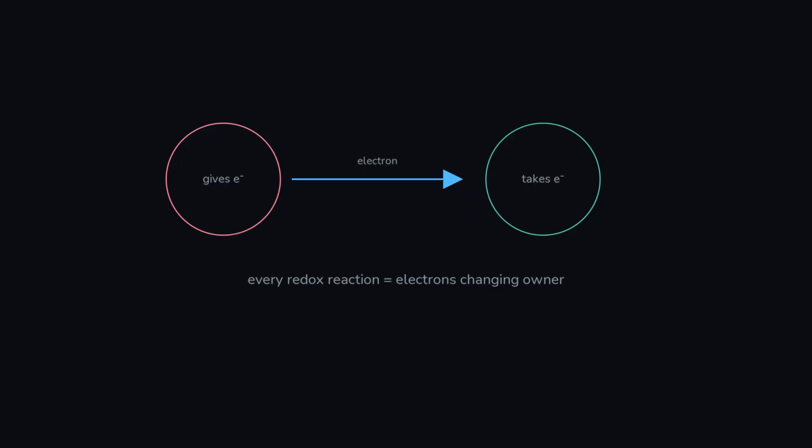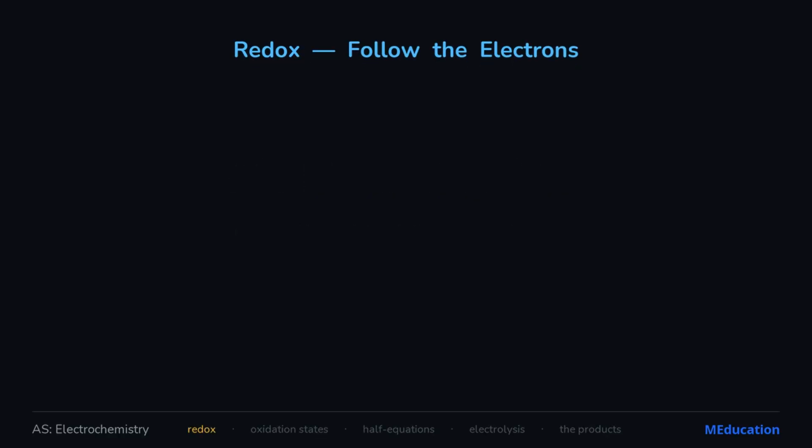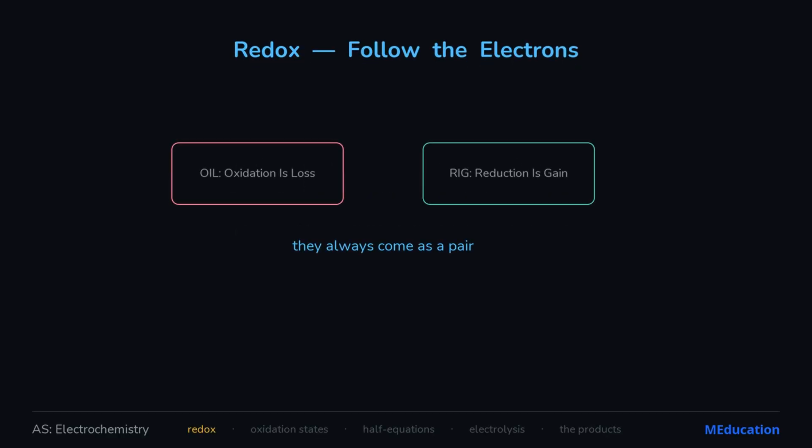We define oxidation and reduction by electron movement, invent oxidation states to track them like a scoreboard, write half equations for each side, and finally force reactions to run backwards using electricity, electrolysis. One idea, electron transfer, threaded all the way through. First stop, the two halves of every redox reaction.